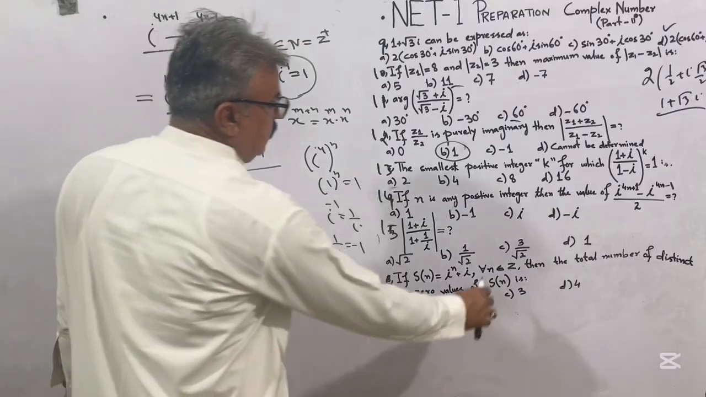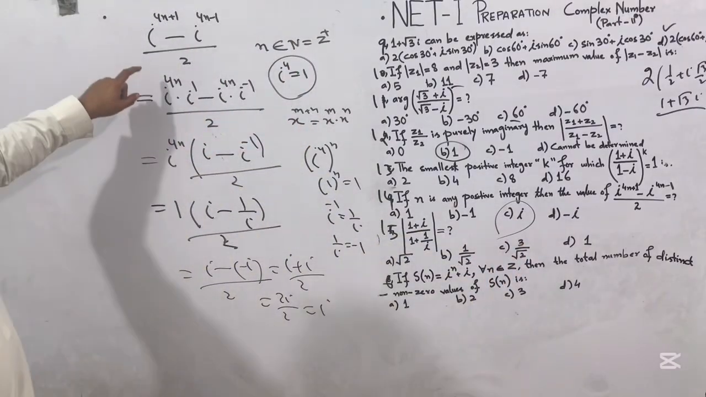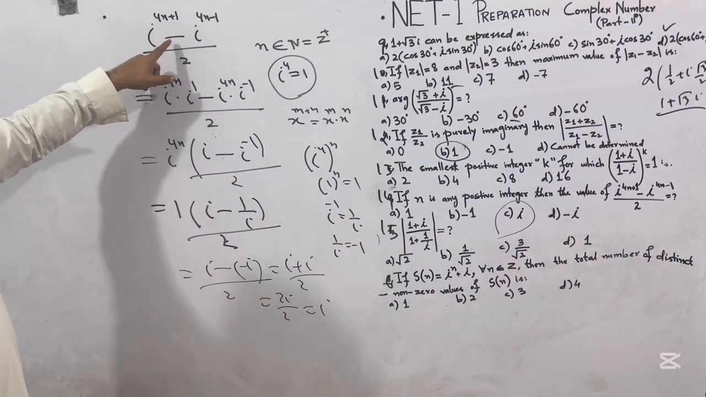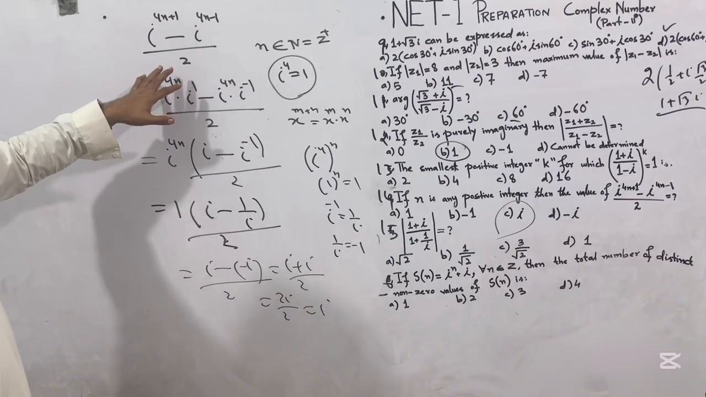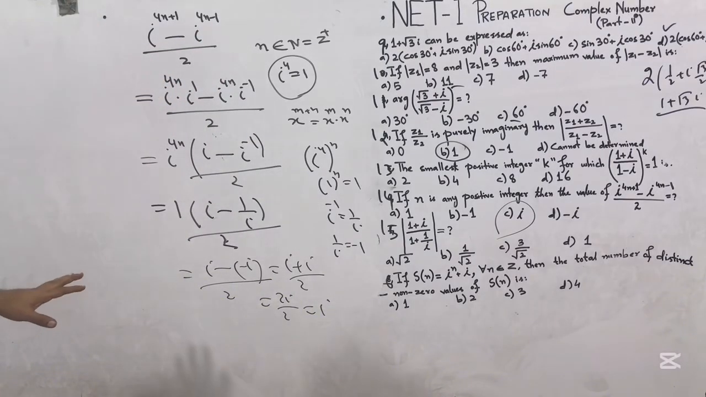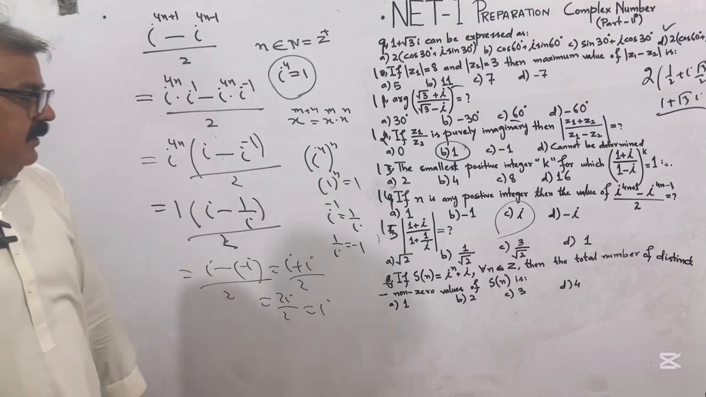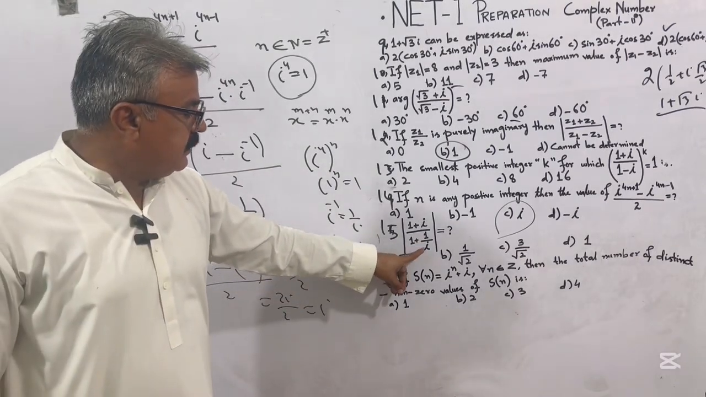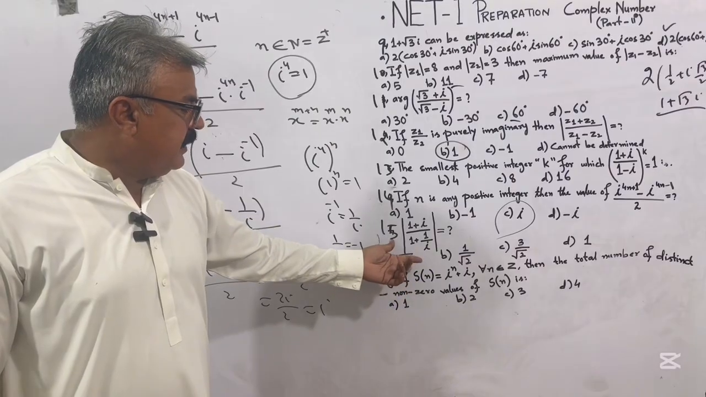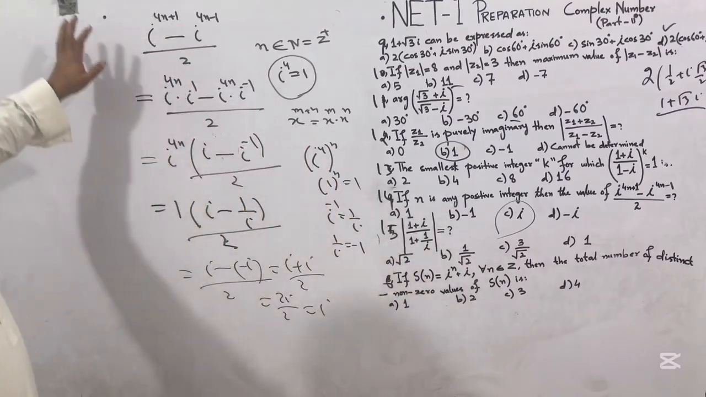If n is any positive integer, the value of iota raised 4n plus 1 minus iota raised 4n minus 1, divided by 2, where n is a natural number or positive integer, is equal to iota. Cool. Same fact, utilize 1 over iota is equal to minus iota and find its magnitude. It also works wonderfully.